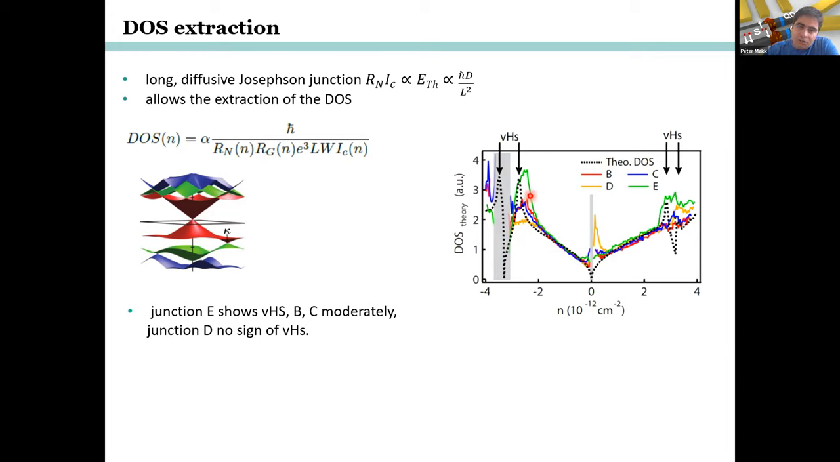And the green curve, which corresponds to junction E, shows really well the Van Hove singularity, the density of states increase. The blue and the red, moderately. And for junction D, it's really absent. So we were a bit puzzled how this can happen, why our analysis doesn't work.